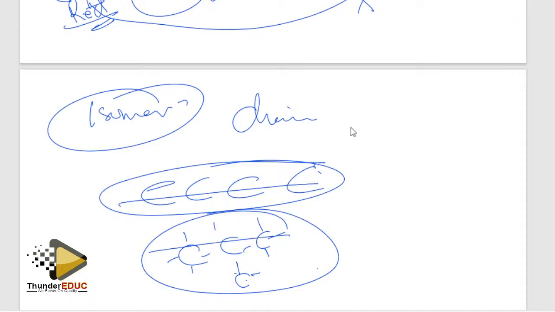Now if it is a position isomer, the major difference is the position of the functional group, but this position change does not change the functional group.